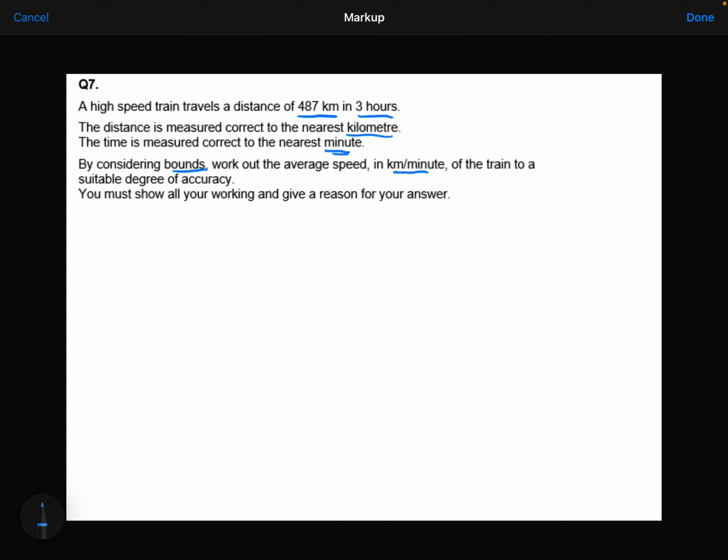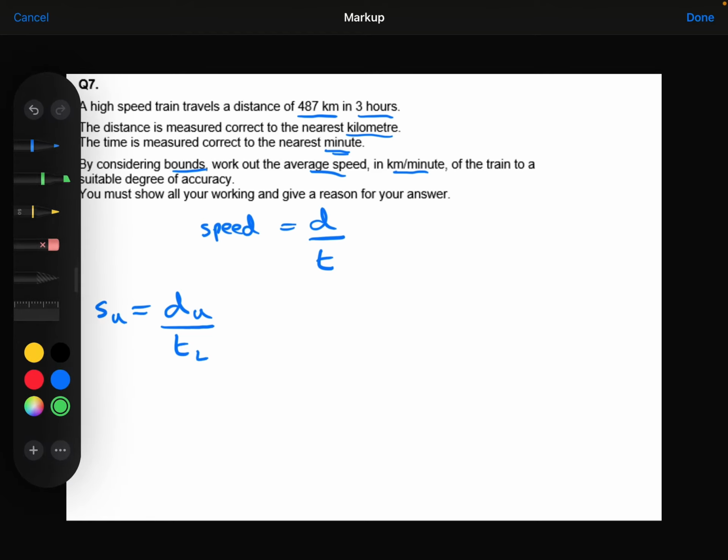So we want the average speed. So we know speed equals distance over time. Now we want the upper bound for the speed and the lower bound for the speed. So let's do the upper bound for the speed first. To work that out, I want the upper bound of the distance divided by the lower bound for the time. To work out the biggest the speed can be, I want to do the biggest divided by the smallest. So upper divided by lower.